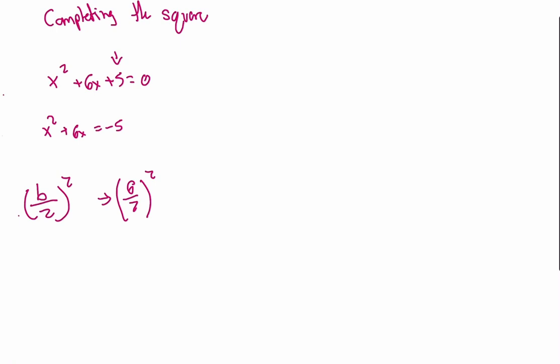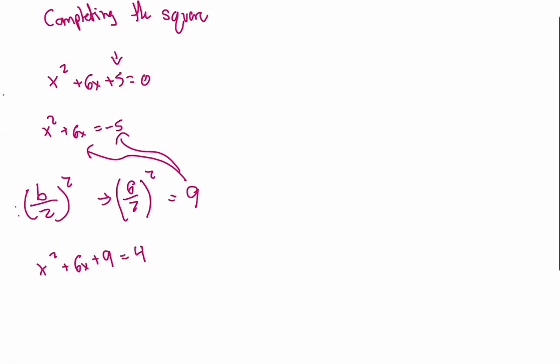6 divided by 2 is 3. We're squaring that value, so we're squaring 3, and we're getting positive 9. So we're going to add 9 to both sides. If we put it on the left, it's just going to add 9. We put it on the right, we're going to get plus 4. Minus 5 plus 9 is going to be plus 4. So we can rewrite this as x squared plus 6x plus 9 equals 4.